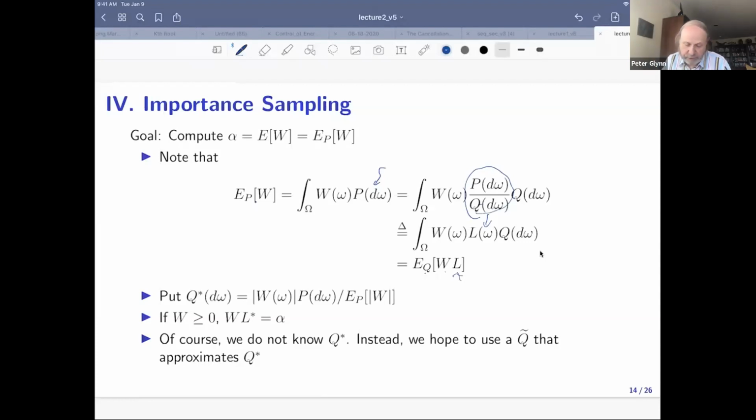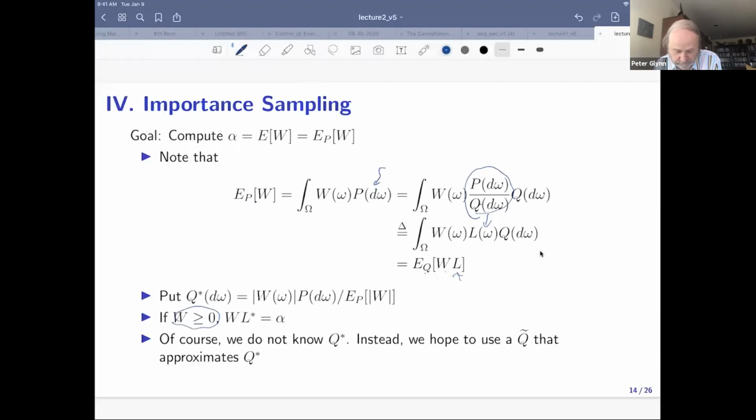So with this identity in place, we can now search for a choice of Q that makes the variance of this estimator of the expected value as small as possible. And there is, in fact, a zero variance choice in the case that the random variable W is non-negative.